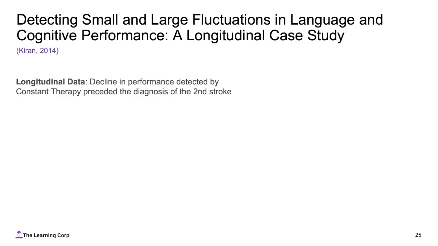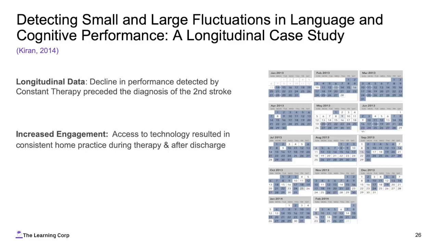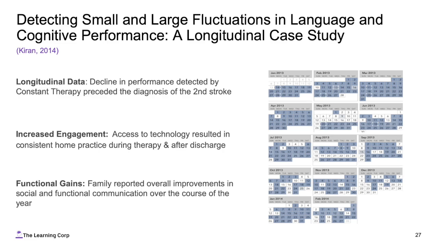So there's several takeaways from this case study. One is longitudinal data. The decline in performance was detected first by Constant Therapy before that diagnosis of the second stroke, and that was because all of that data was available to the patient and the family members. It also resulted in increased engagement. Accessing the Constant Therapy program resulted in consistent home practice, not only during therapy, but after therapy was over. And finally, functional gains. The family reported an overall improvement in the social and functional communication over the course of the year.